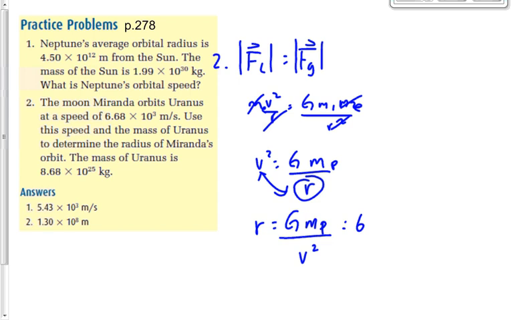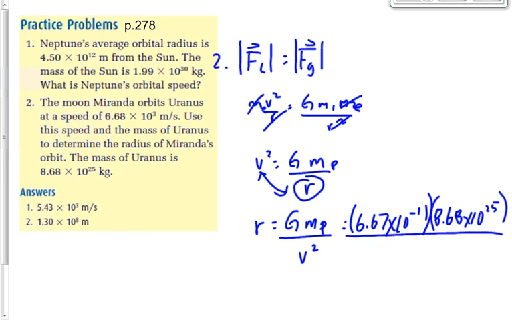That's 6.67 times 10 to the minus 11 times the mass of the producer, which is Uranus, 8.68 times 10 to the 25, divided by the speed, which is 6.68 times 10 to the 3. And we got to square that. So do the math there, and it should work out, I think, to be 1.30 times 10 to the 8 meters. Is that good?